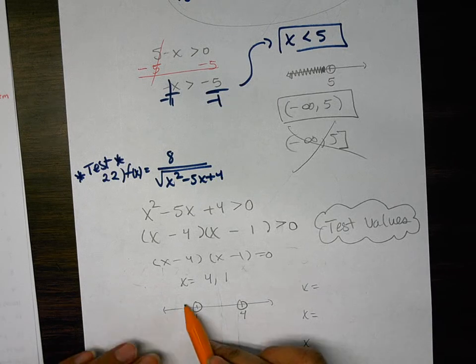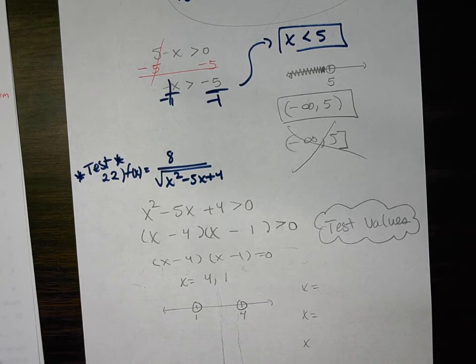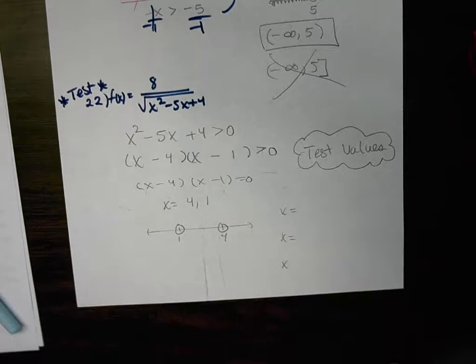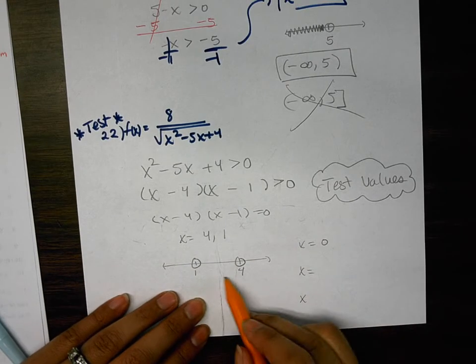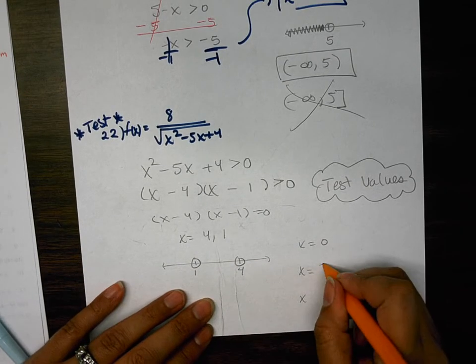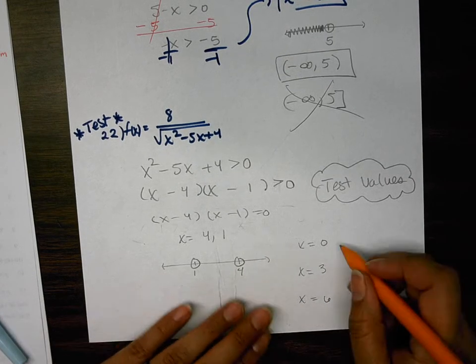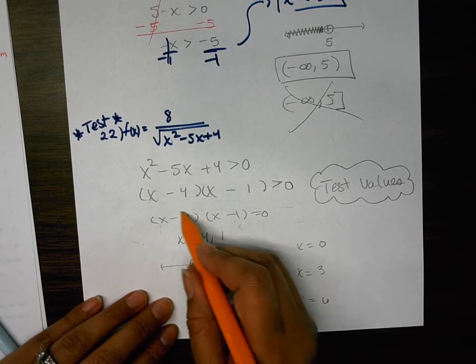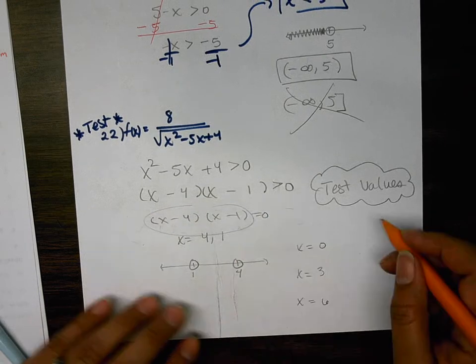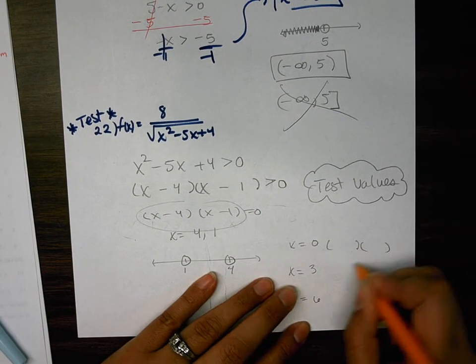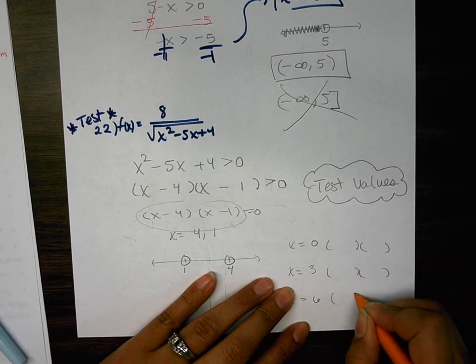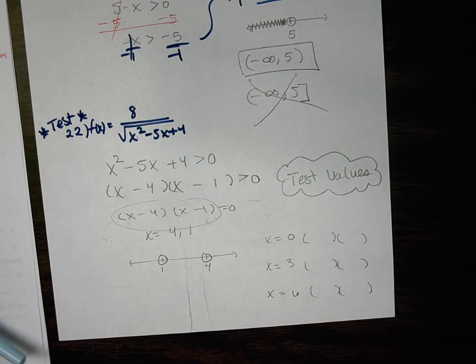Okay, we need 3 values, to the left, middle, and right. I like to use 0 whenever I can. When can I use the 0? Left, middle, or right? Left. Give me a number between 1 and 4. 3, and a number bigger than 4. 6 or 5. All right, so we plug it into the factored form, and we're trying to see whether it's positive or negative. Do I care what the value is? Nope, just positive or negative.